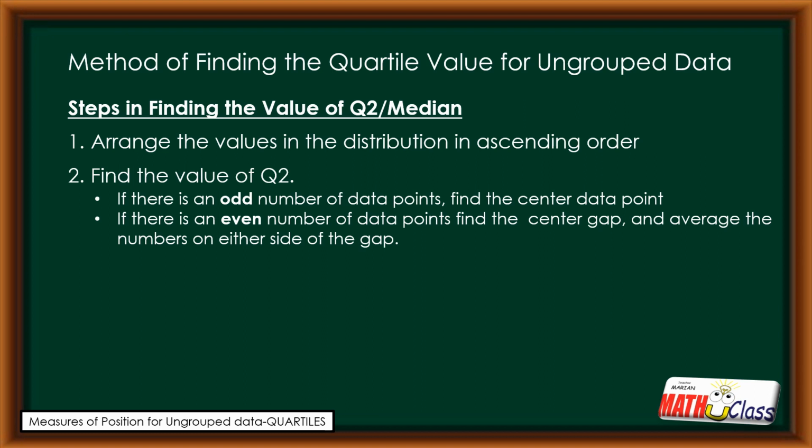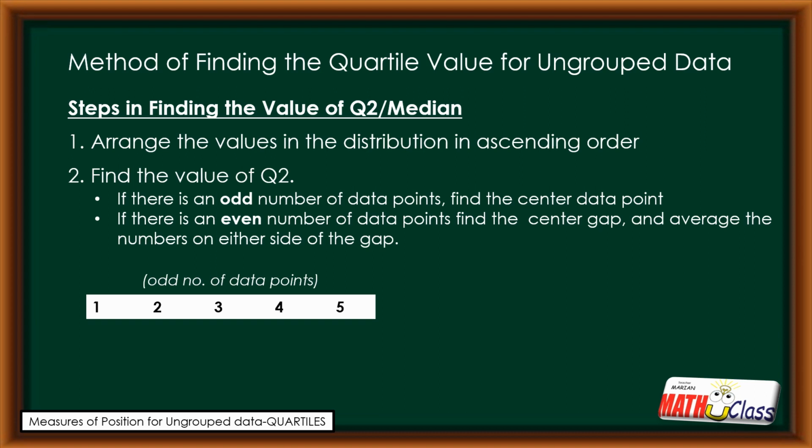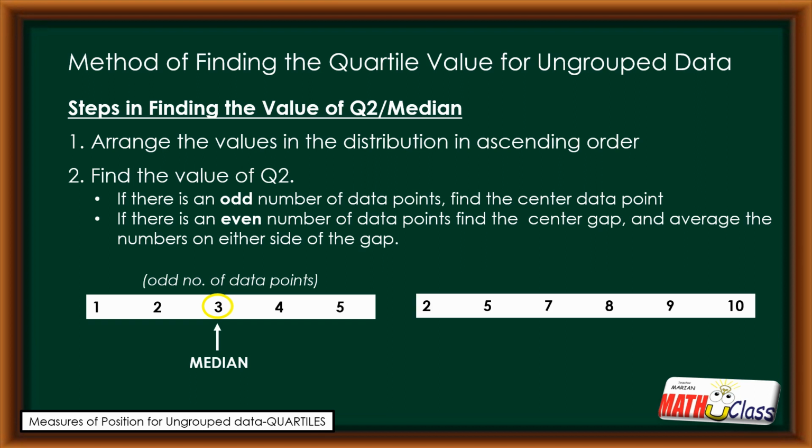Remember, if there is an odd number of data points, find the center data point. And if there is an even number of data points, find the center gap and average the numbers on either side of the gap. So when you have 5 data values arranged in ascending order, in which 5 is odd, the third value is the median. And when you have 6, which is an even number, the average of the third and fourth value is the median.